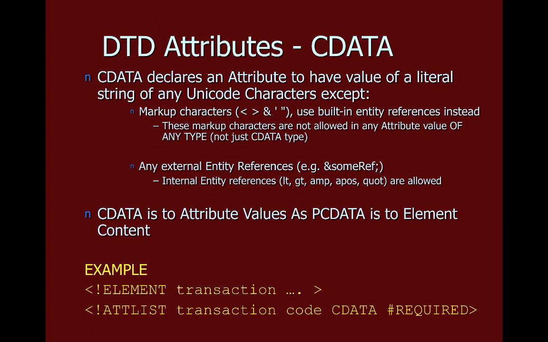So remember, you have something called #PCDATA. So #PCDATA is when the contents of the element is a string. But if the value of an attribute is a string, then we say CDATA. So CDATA is really the same as PCDATA. But if it's an attribute, we call it CDATA. If it's an element, we call it PCDATA. It's just the convention.